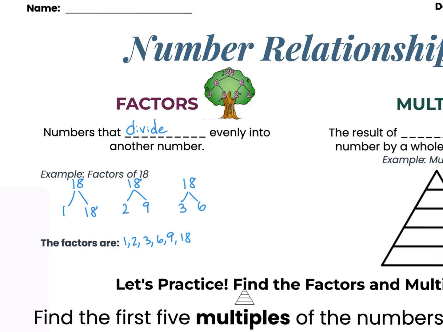And sometimes I've seen it where students have been taught factor rainbows. So every factor should have a pair. So for example, 1 times 18, 2 times 9, and 3 times 6. That's a nice way to figure out if you have all the factors. So think about what times that number would equal that number. So those are factors. Factors are the building blocks.